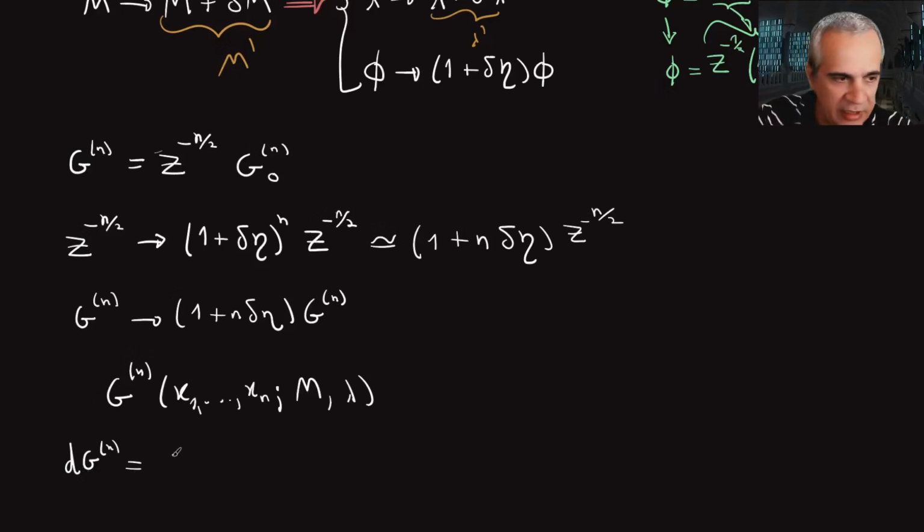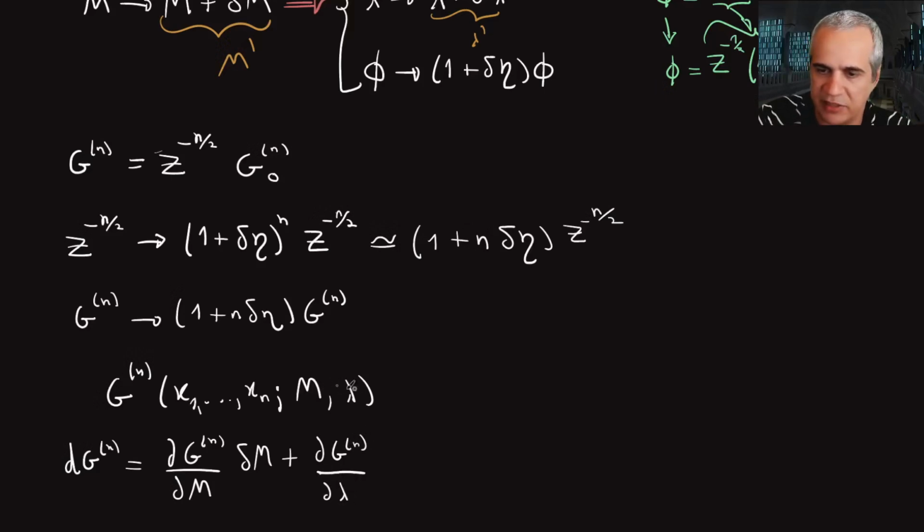So this is really the partial derivative of Gn with its explicit dependence on M, times the variation of M, plus the partial derivative of G with relation to the coupling. There are two things it can depend on, times the variation of lambda. And this one needs to be the same as this small part here, since I already concluded that the full variation of G is just this piece.